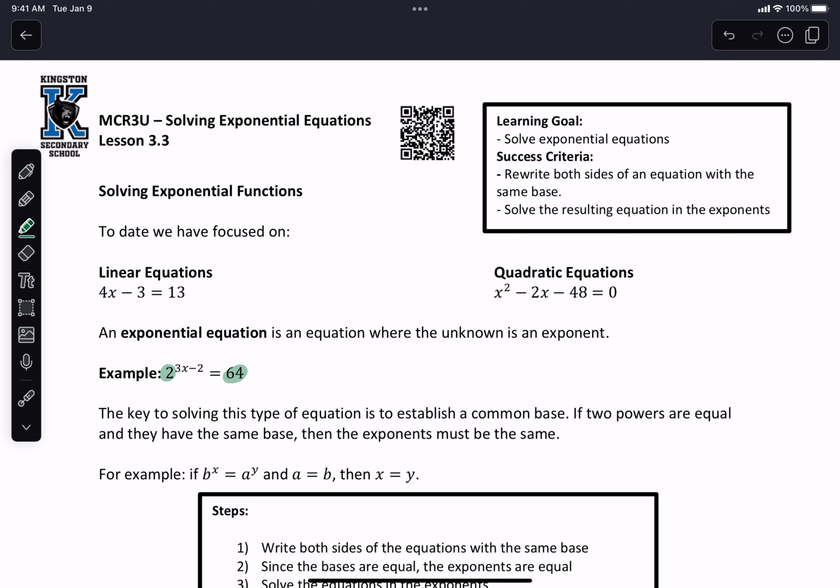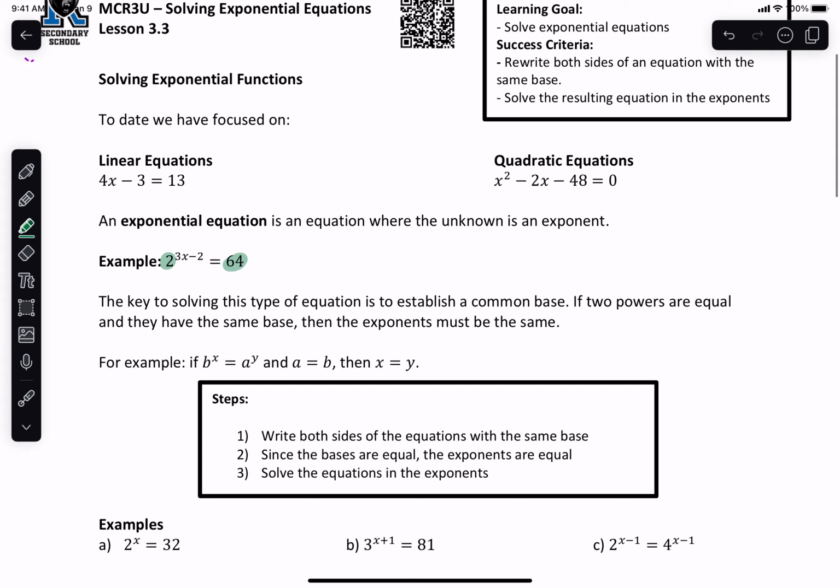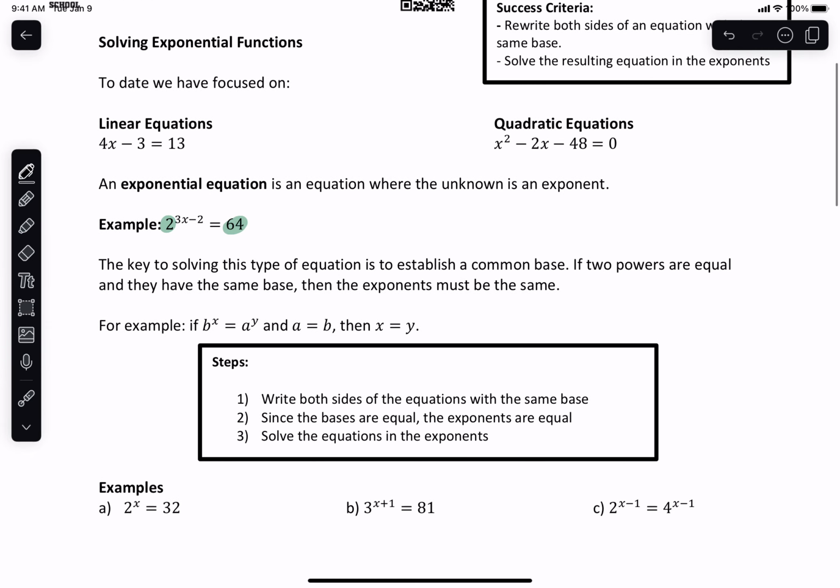Okay, so to date you would have worked on things like linear equations, which would have been grade 9, right? Solving for x. So something like 4x equals 13 plus 3, and so you would have seen 4x would have equaled 16, divide both sides by 4, and so on. Everyone okay with that? That was linear solving.